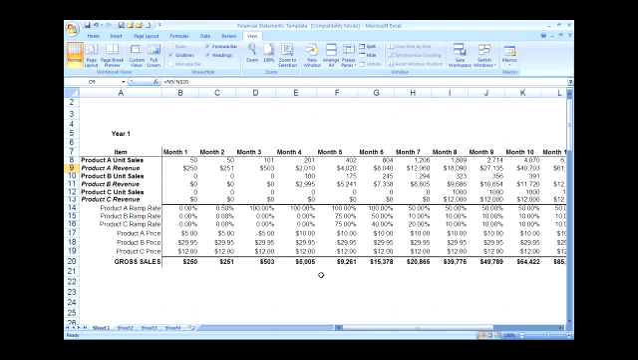So what you need to do then is download this template, which will be made available to you after tonight.